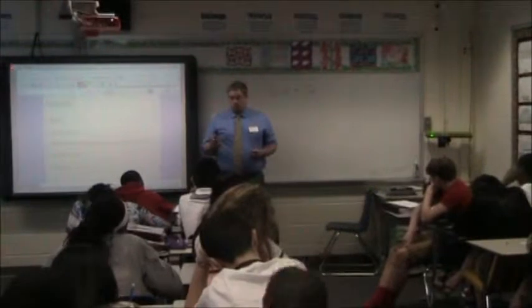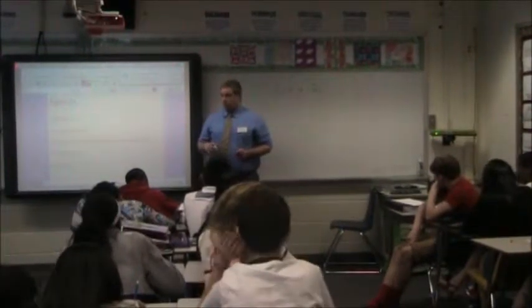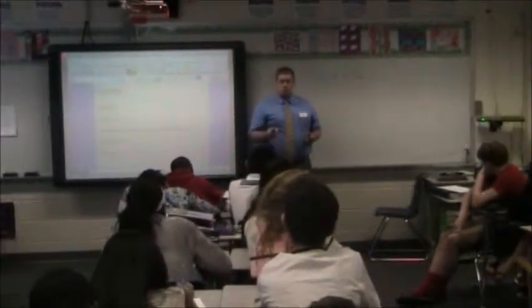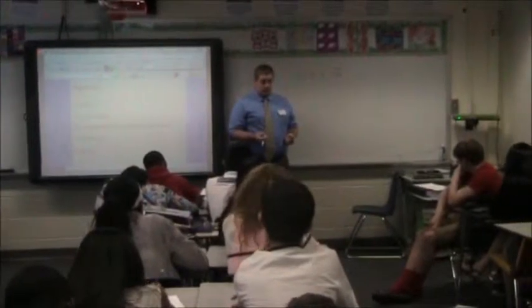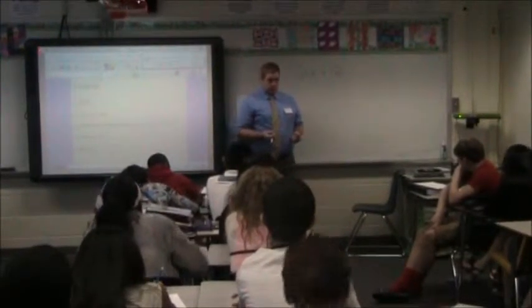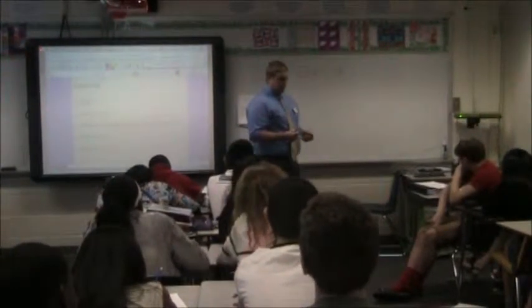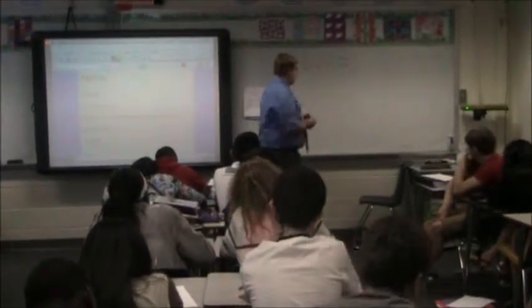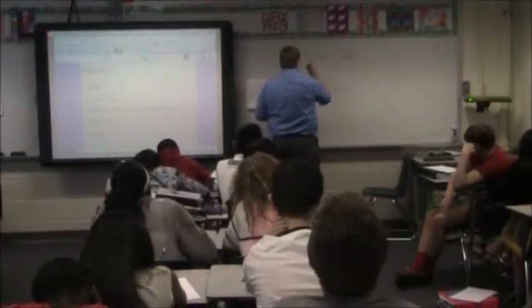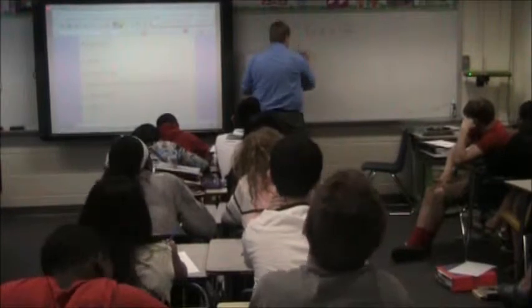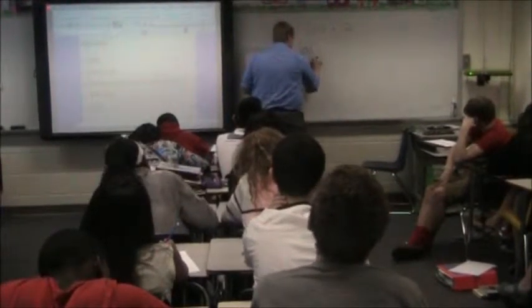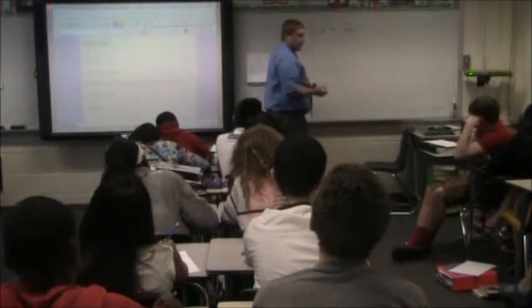Okay, this is where the factoring part comes in. We're going to divide each number by the GCF. Does everybody understand that? So what we do, we're going to pull it out. We take the 6 out and put it in parentheses.